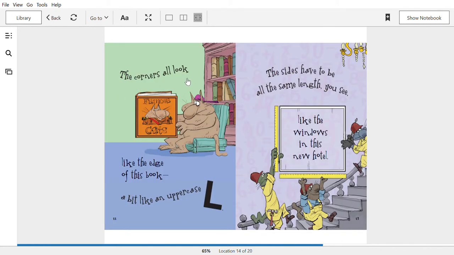The corners all look like the edge of this book, a bit like an uppercase L. The sides have to be all the same length you see, like the windows in this new hotel. Now pause the video and write down a square that you see or you can think of. Then label it as well.